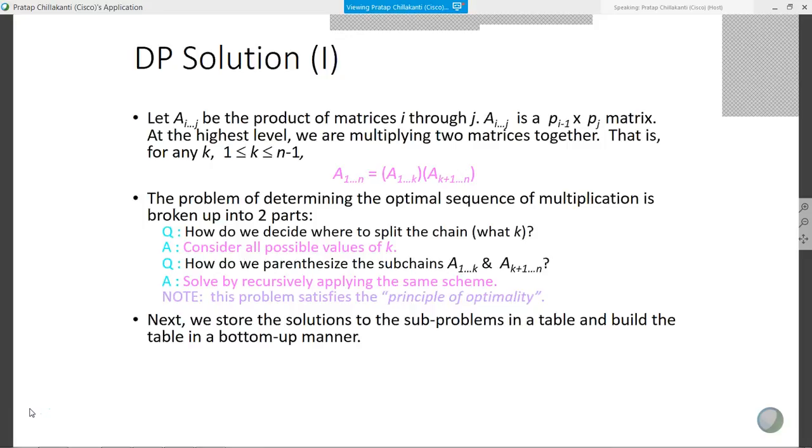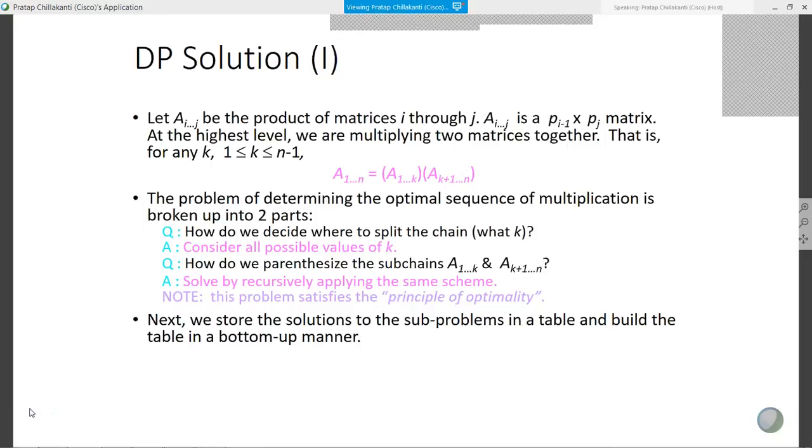Since you're doing it recursively, it also satisfies the principle of optimality that we talked about earlier. The total optimal solution's subsolutions also have to be optimal. If they are not, then the total solution cannot be optimal. We proved it a couple of classes ago.